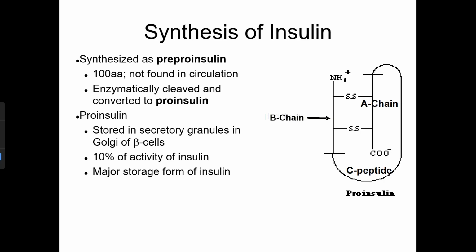The synthesis of insulin. So it's synthesized as pre-proinsulin, and that's typically not found in circulation. It's then enzymatically cleaved and converted to proinsulin. Proinsulin is stored in secretory granules in the Golgi of beta cells, has 10% of the activity of insulin, and it's the major storage form of insulin.